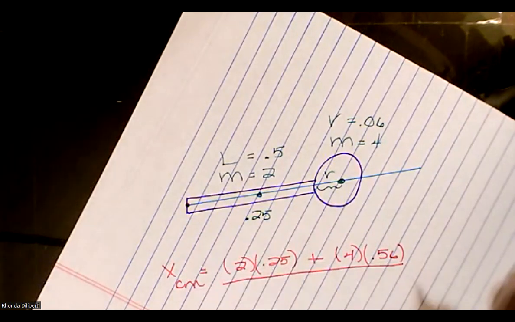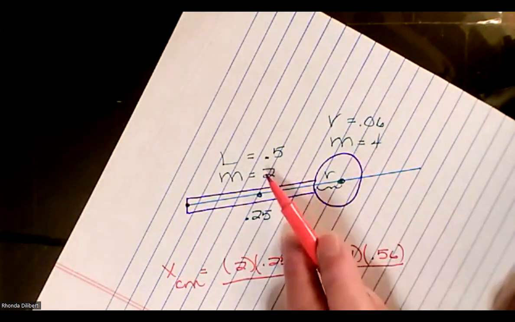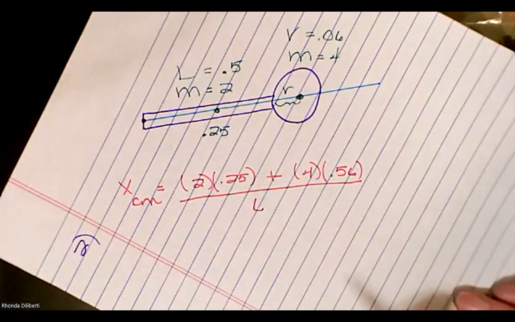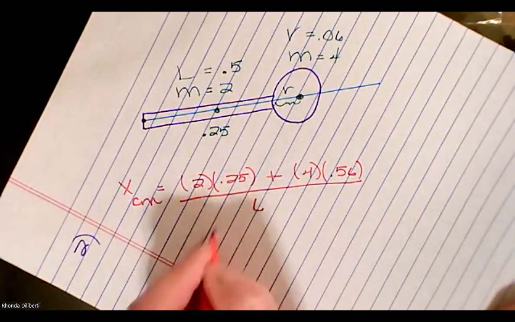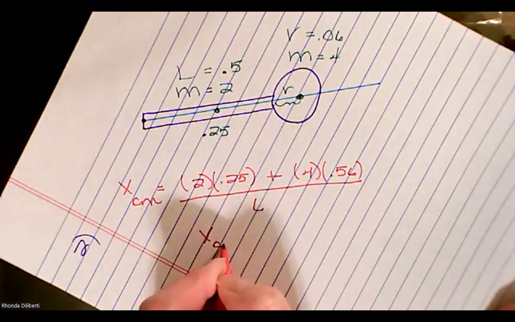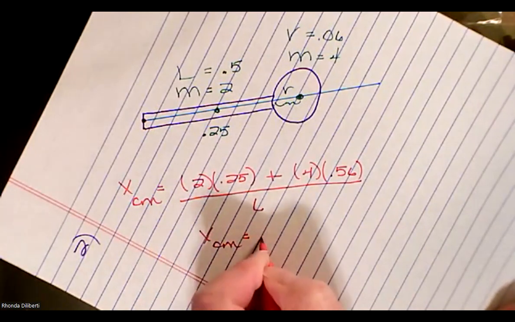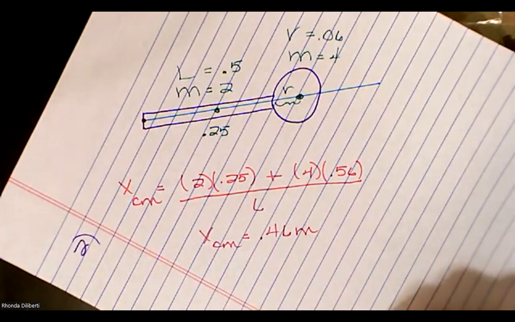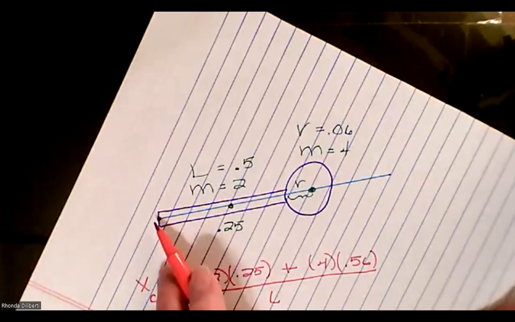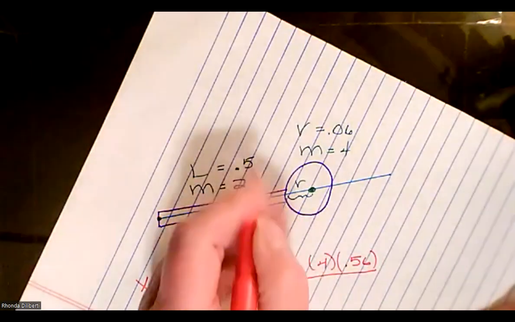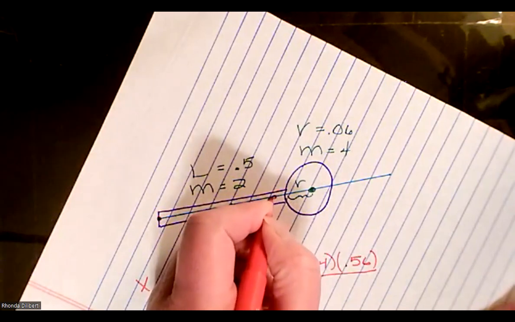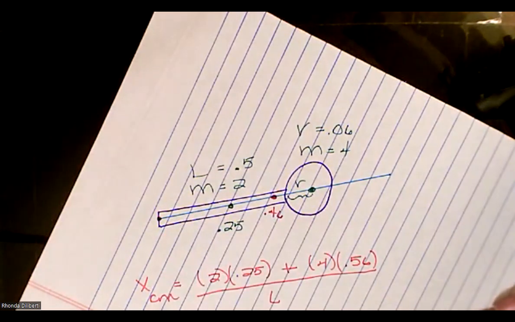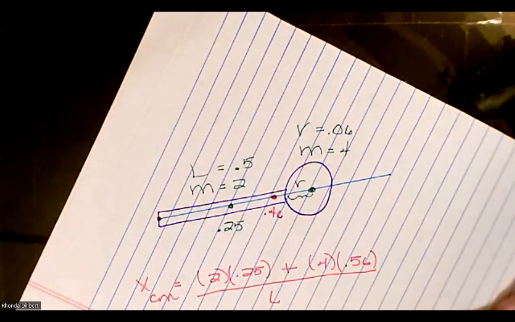divided by the total mass, 4 plus 2. That's going to give me a mass of 6. And when I number crunch that, XCM turns out to be 0.46 meters. Let's see if that makes sense. So here's 0.5, so 0.46 would be about right there. That's where I would put the dot for this collection of objects.